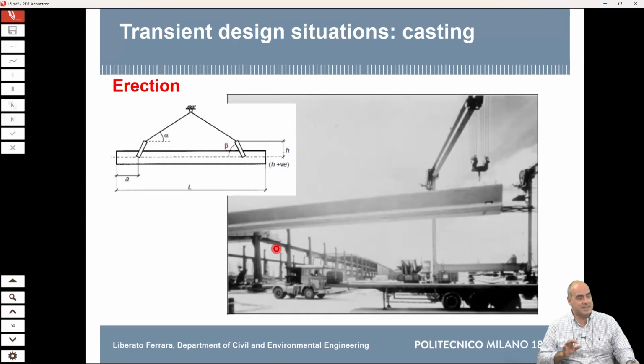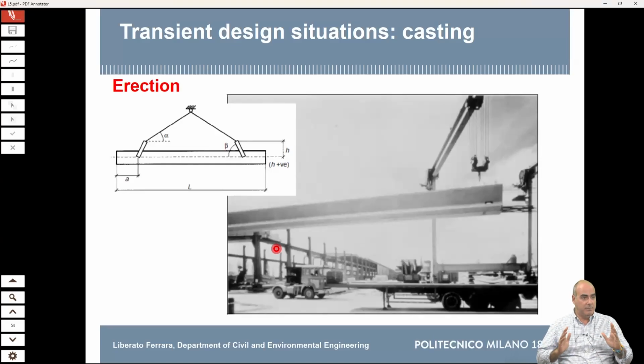Okay, so this is the specific situation in which you have to lift and install the beam. The failure mode which can happen in that case and against which you have to design and guarantee your safety is called lateral torsional buckling.